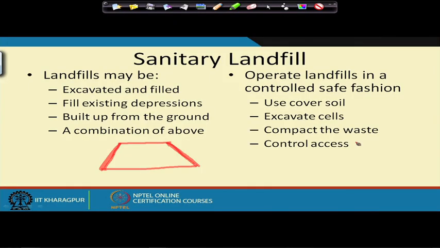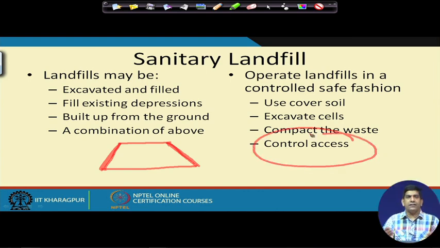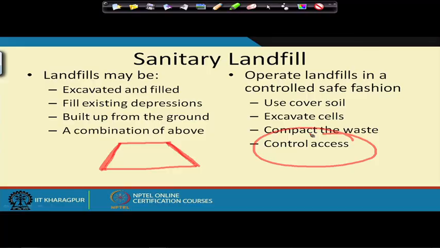And then the control access, just to make sure that things don't catch on fire, because you produce methane gas, it may explode, and there are issues of people getting in. There is a history of dead bodies being dumped there, and so that's why you need controlled access. You need to fence it, keep it closed, and have some sort of control, like a camera, so that you can monitor the facility.